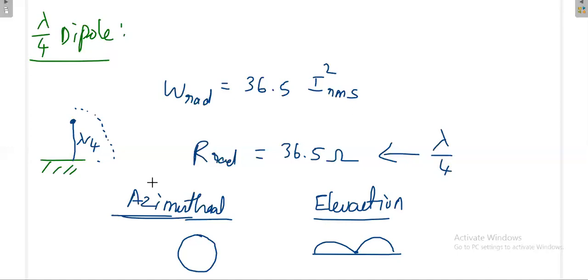Now I am asking you one question. I am having some power, say some 10 watt. I am feeding that power to the lambda by 2 dipole antenna as well as the lambda by 4 dipole antenna. Which antenna will have more directivity? This is my last question. I am feeding the same power to lambda by 2 and lambda by 4. Which antenna will have more directivity?